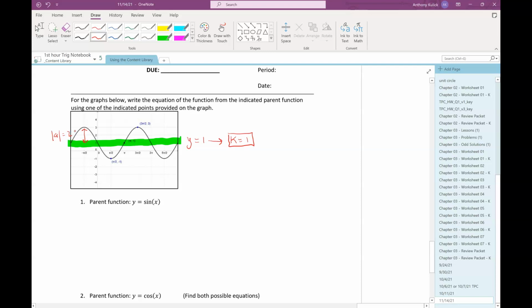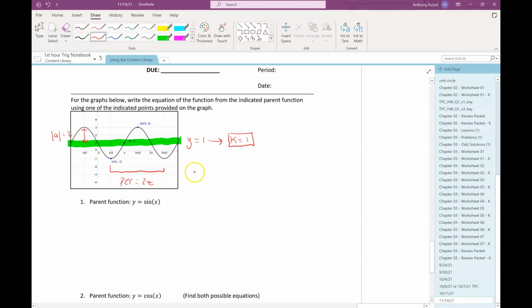Also, so far okay? Next thing I'm going to do is look at for the period. The easiest way to look for it for me is just going from minimum to minimum or maximum to maximum. So we're starting at 1/2 pi and we're ending at 5/2 pi. So I know that the period then is just 2 pi, right? If I'm going 1/2 pi to 2.5 pi, I went 2 pi units.